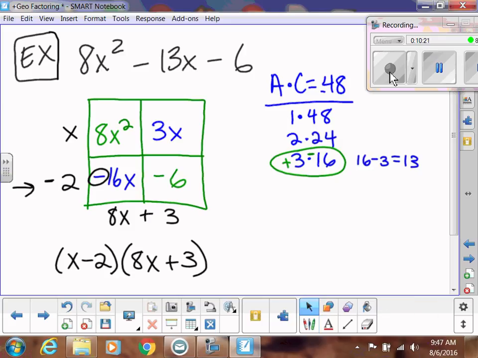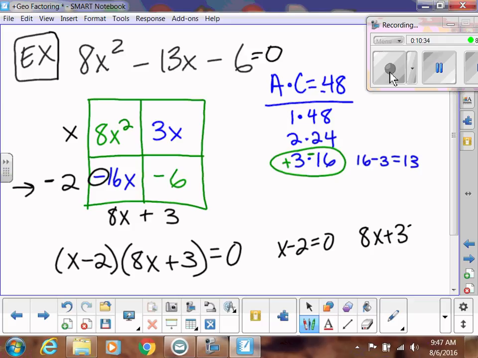Also, I want to make sure that we're hitting the original purpose of this. If this was equal to 0 and it factored to equal this, we would again be setting these equal to 0. So you can see how all of these are just ways to help us solve quadratic equations. And there are other reasons why we want to factor as well, and you'll get into those more in Algebra 2. For our purposes, it's going to be for solving in geometry.